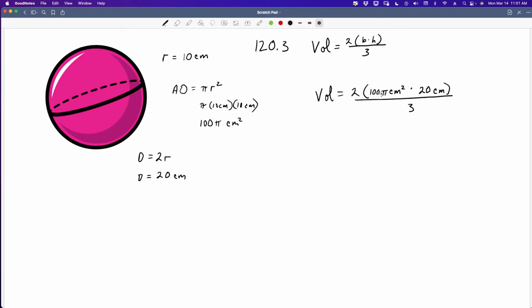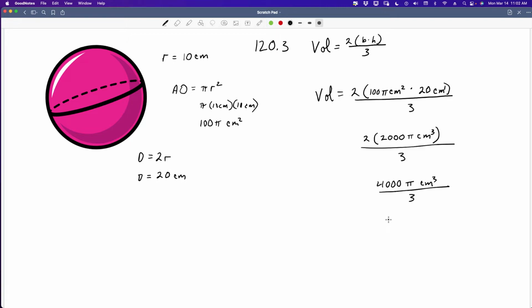So we'll do this bit first. All we're going to do is just add a 0 here and multiply this times 2. So 2 times 2000 pi centimeters, and now it's going to be cubed because we have centimeters times centimeters, the 2 and the 1 together make a 3, over 3. And then we're going to multiply these two. So it's going to be 4,000 pi centimeters cubed divided by 3.